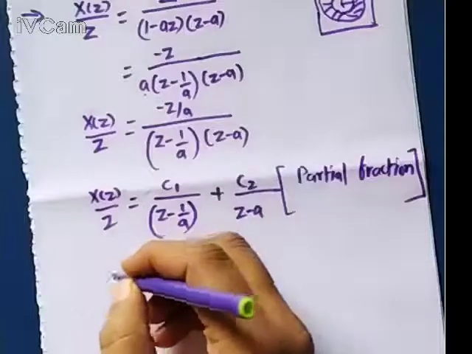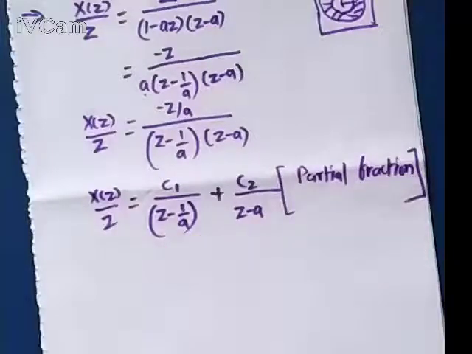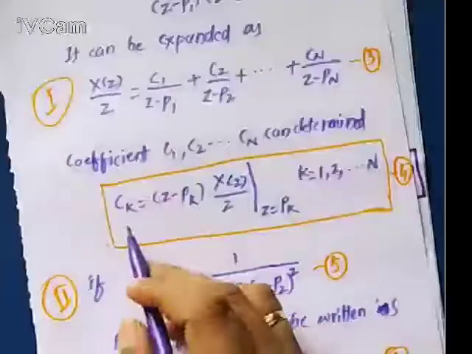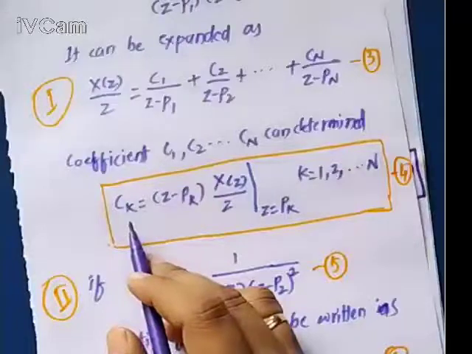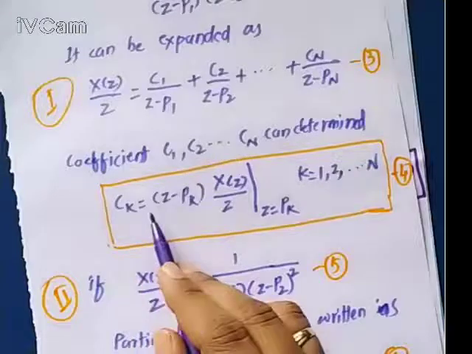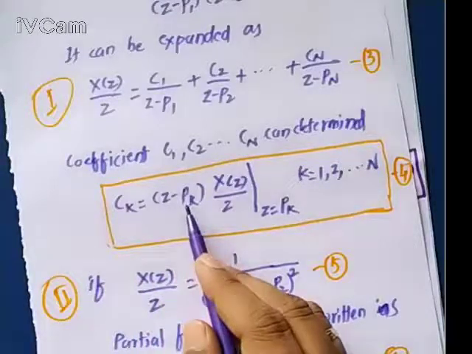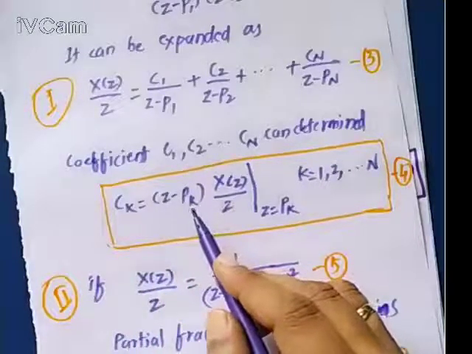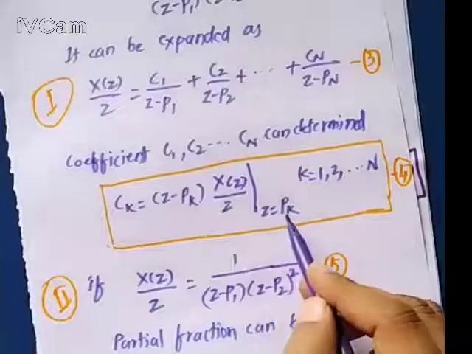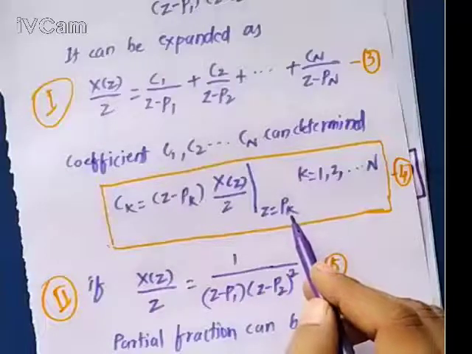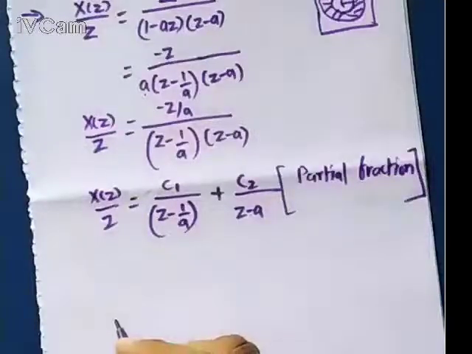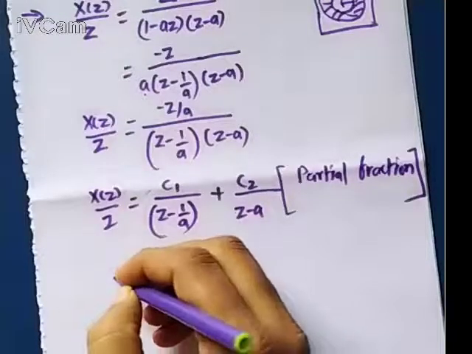Like, if the formula that we have is, let me show it once again so that it will be clear to you. Okay, so ck is the kth constant, like here c1 and c2 only is our example right now. So ck equals z minus pk, that is the particular pole, into X of z by z at z equal to that pole only.